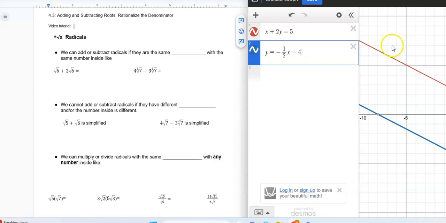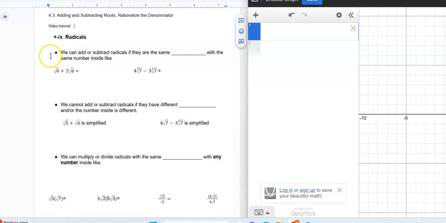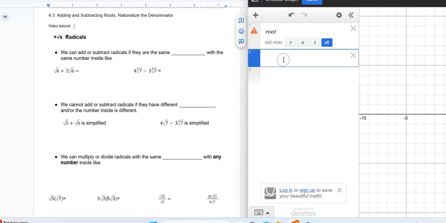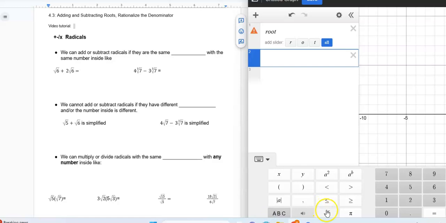Okay, we can add or subtract radicals if they are the same root, meaning the same type of root, with the same number inside. For example, you can combine rad 6 and 2 rad 6. You can actually combine them and they become 3 rad 6. This means 1 rad 6, there's one of them, here's 2, and then there's 3. Okay, so these are both square roots, you can do that.